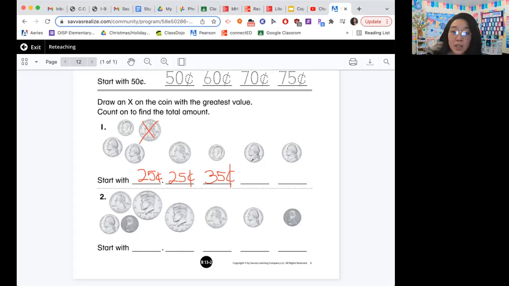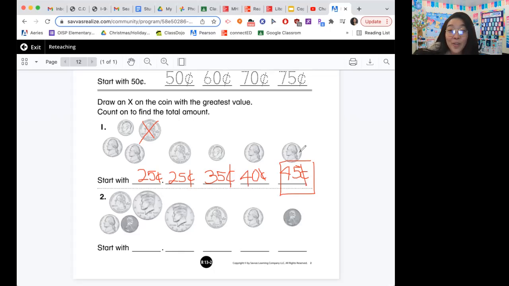We know a nickel is worth 5 cents. So 35 plus 5 equals 40 cents. And we know another nickel is going to be 5 cents. So our final answer is with a quarter, 2 nickels, and a dime, we have the equivalent of 45 cents. So the way you count that is you would say 25, 35, 40, 45.